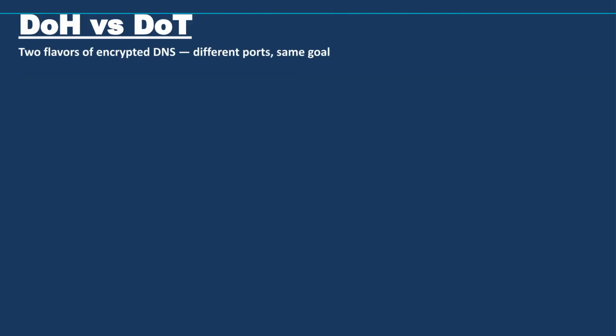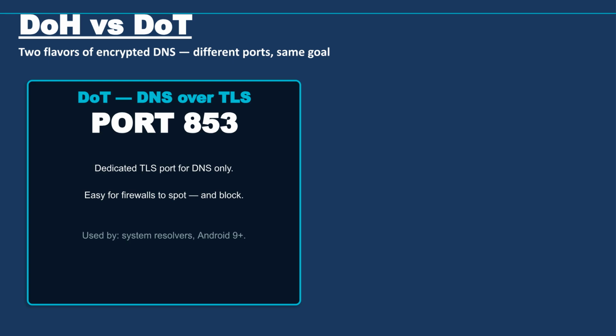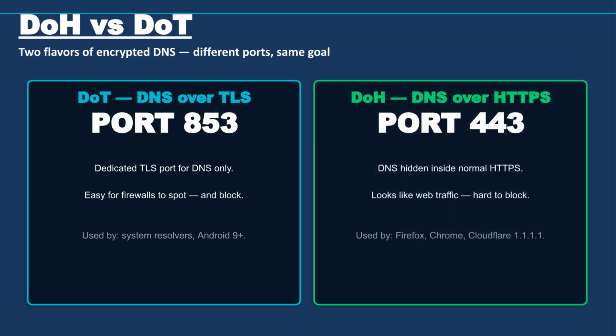DOT, or DNS over TLS, uses a dedicated port 853, making it easy for firewalls to spot and block. DOH, or DNS over HTTPS, hides DNS inside normal HTTPS traffic on port 443, making it much harder to block.